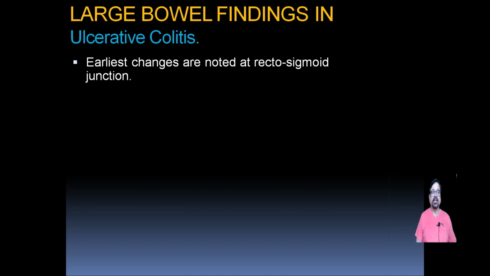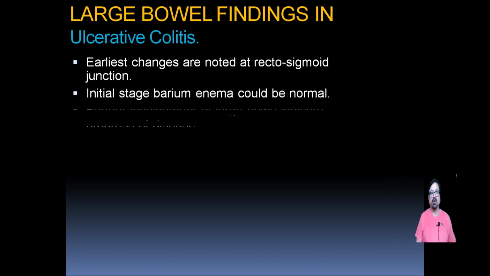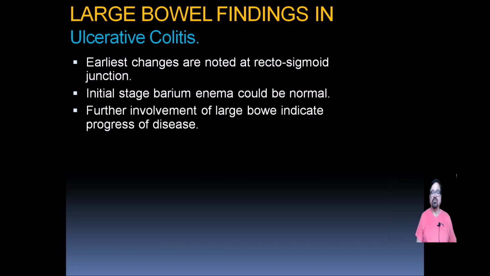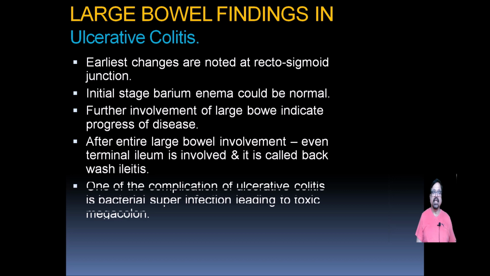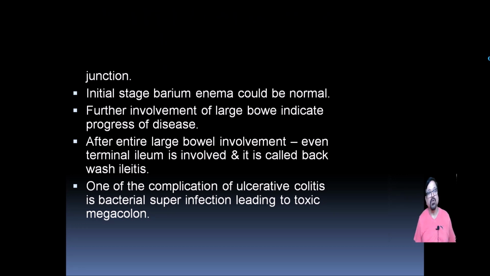We are continuing with ulcerative colitis. Earlier changes are noted at the rectosigmoid junction, as we have seen as an imaging feature. In the initial stage the barium enema could be normal. There may not be any evidence of ulcerative colitis. Further involvement of the large bowel indicates progress of the disease. Now, if you are finding that more of the large bowel is involved, be sure that the disease is spreading. After entire large bowel involvement, even the terminal ileum is involved, and it is called backwash ileitis. It is the same as in Crohn's disease. One of the complications of ulcerative colitis is bacterial superinfection leading to toxic megacolon.